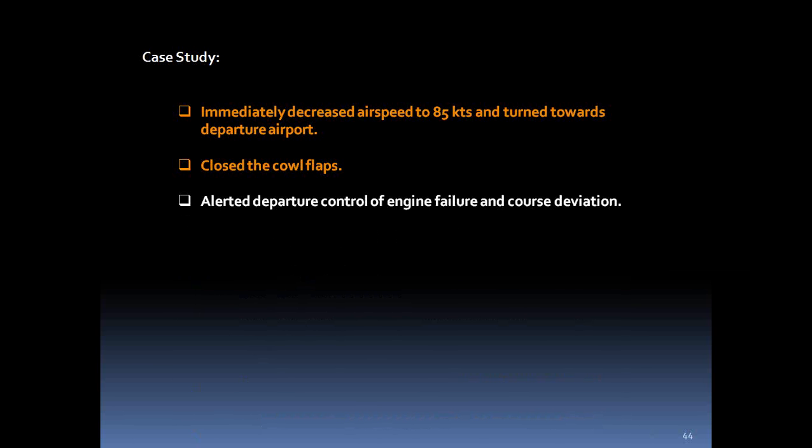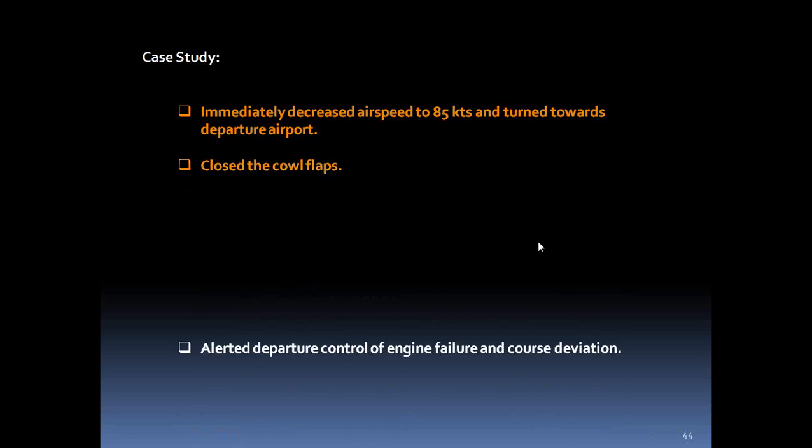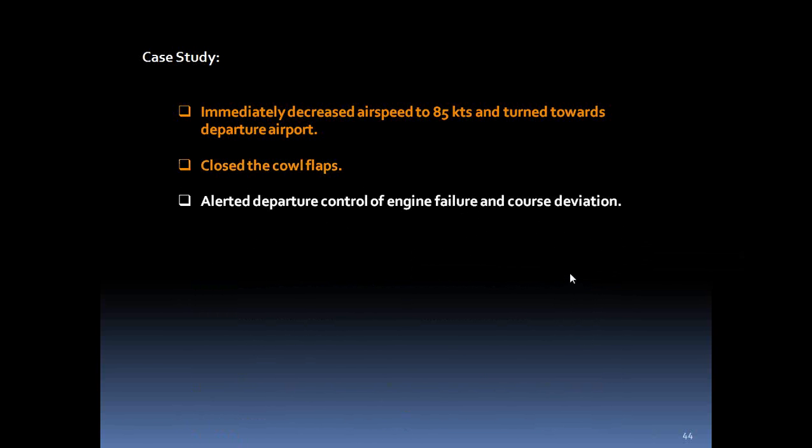He closed the cowl flaps. This particular airplane had cowl flaps to reduce the drag. And that, I'm sure, was in the emergency procedure for engine failure. He knew that, closed the cowl flaps. He alerted departure control of the engine failure and the course deviation, so he let the rest of his team know what was going on there.